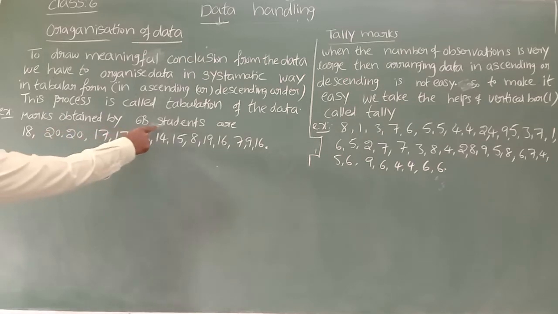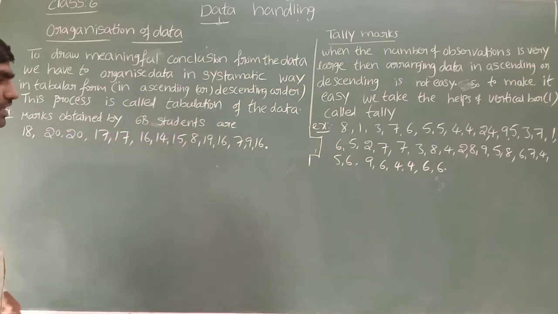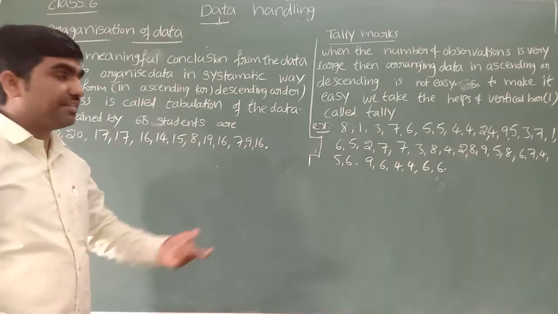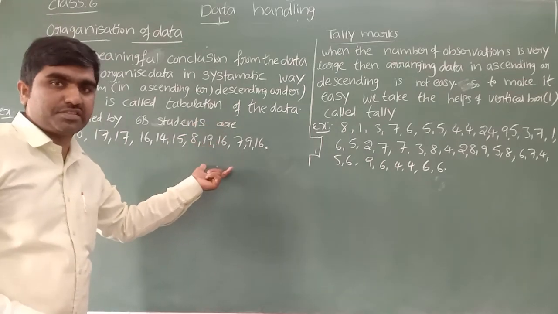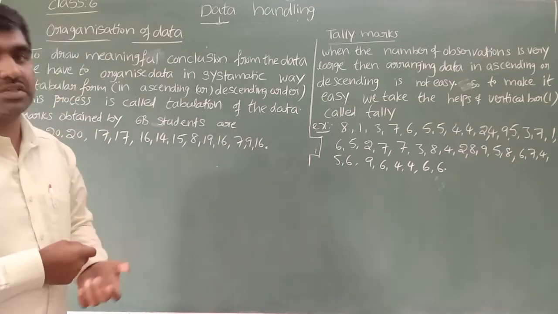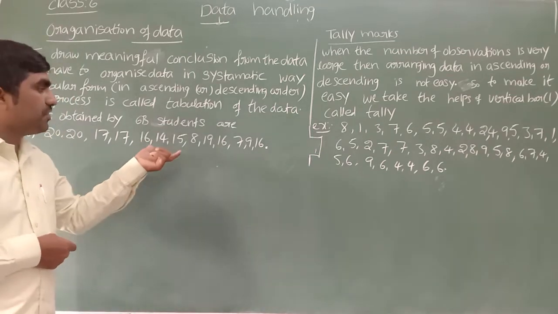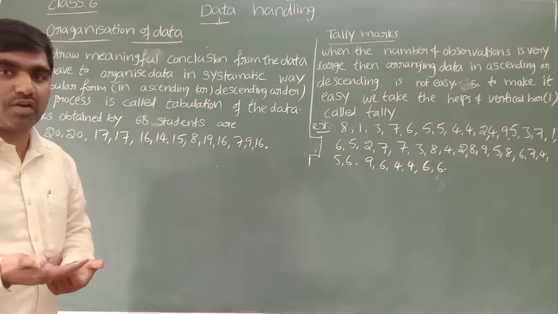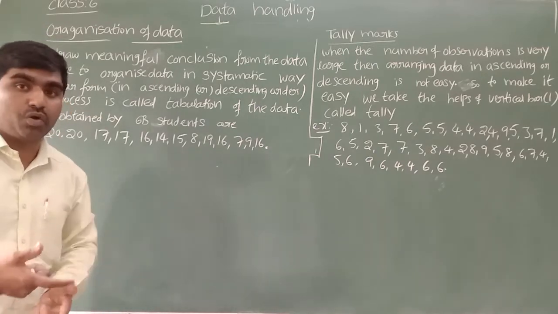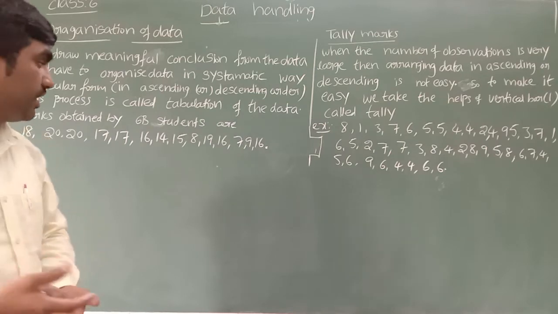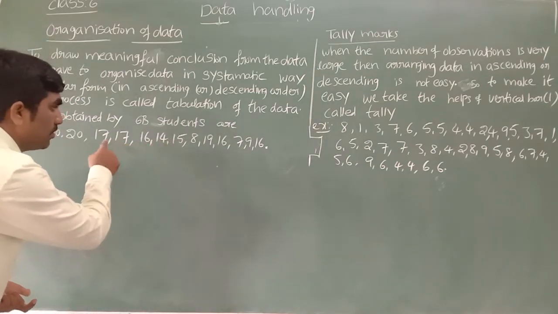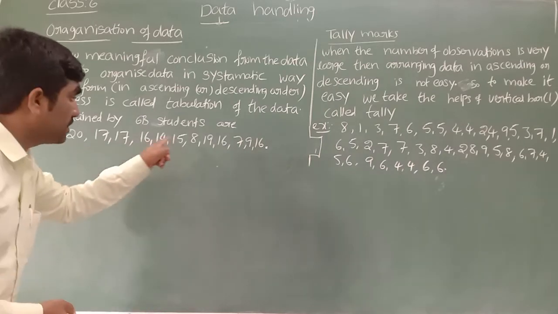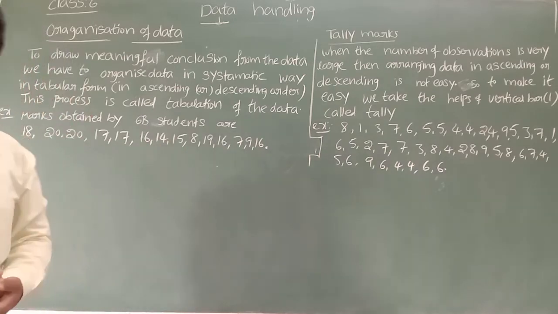Let's see one example. Marks obtained by 6th students. Here we have some data in terms of numbers. Now this information is not clear or meaningful. Why? Suppose I want to know how many got above 15, I need to count. If I want to know how many got below 10 marks, I need to search each and every number.